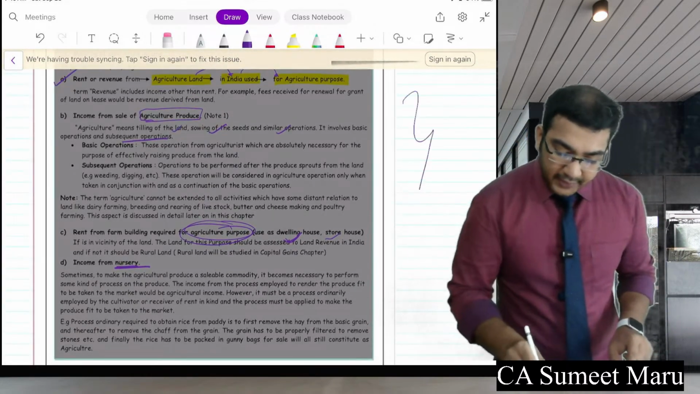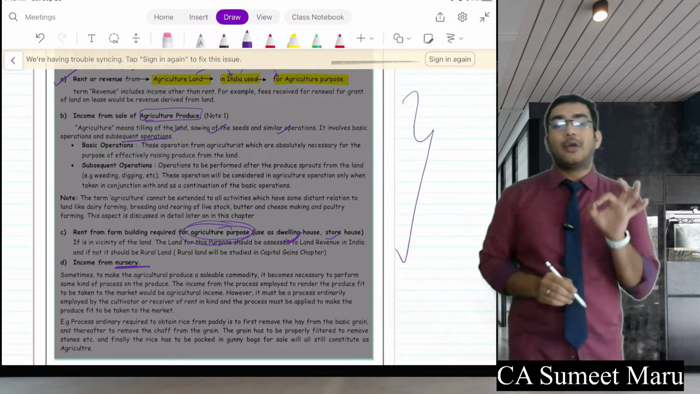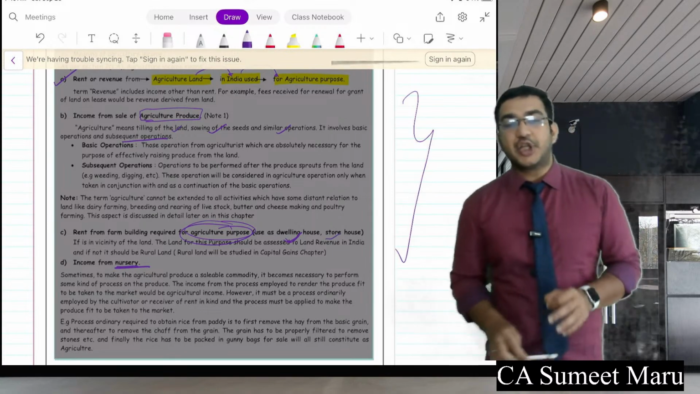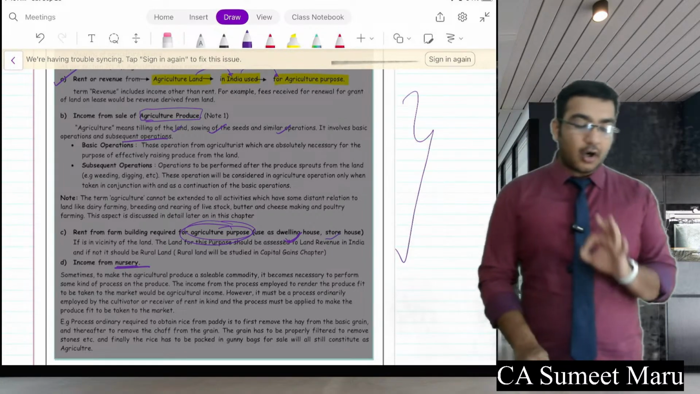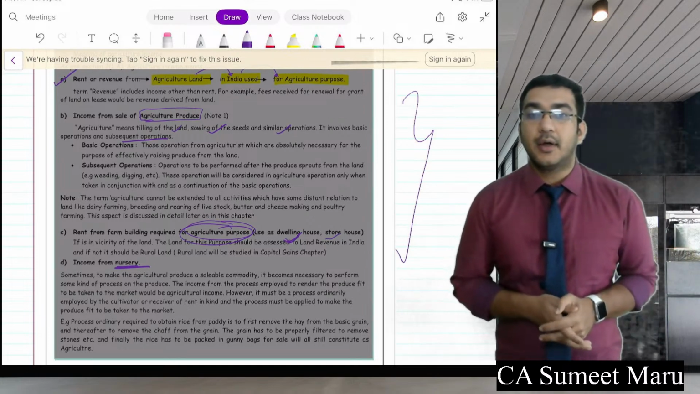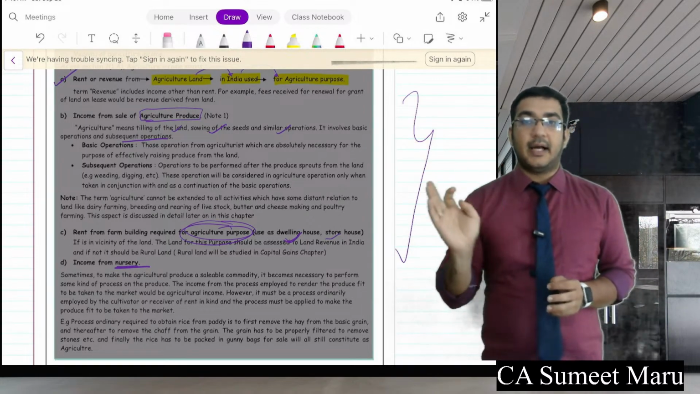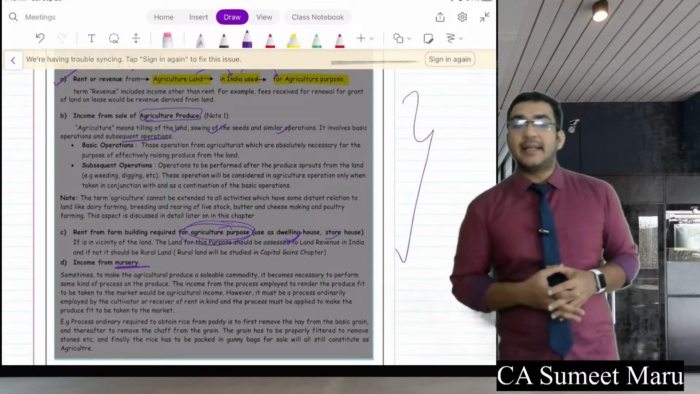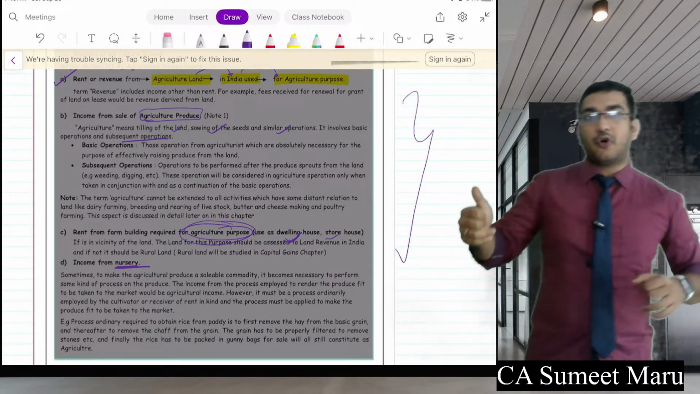These are the four cases when an income will be known as agriculture income, and when an income becomes agriculture income, it is no more part of your total income, and hence it becomes exempt income. Everyone clear? Come on, please quickly revise with me all the four things.